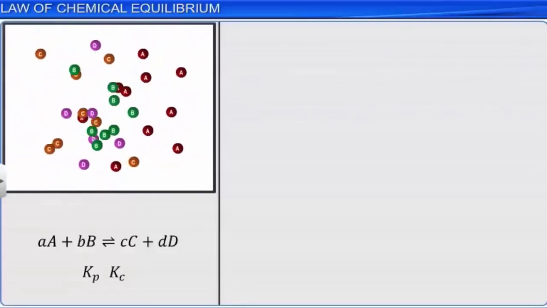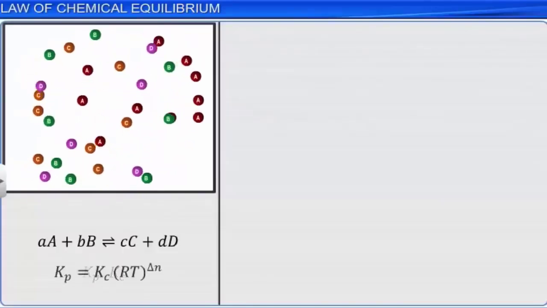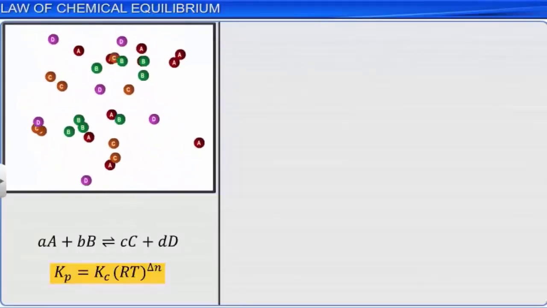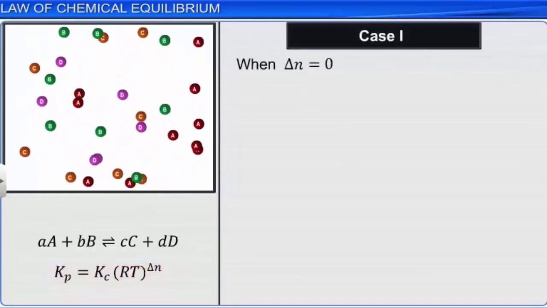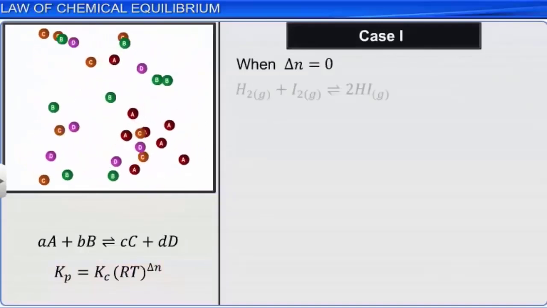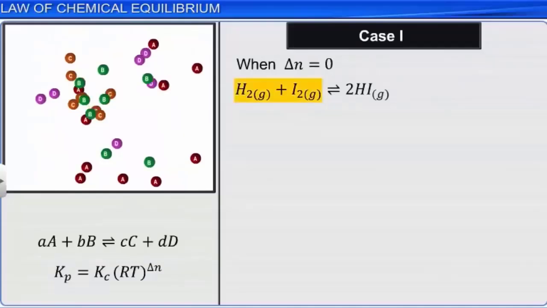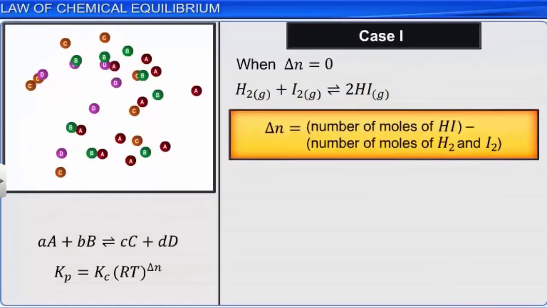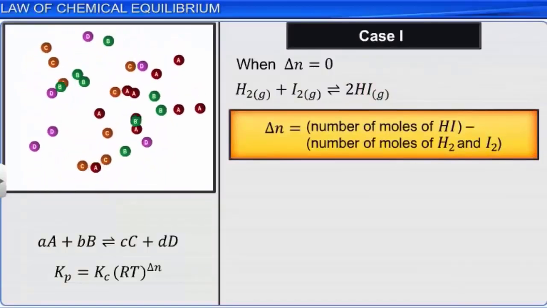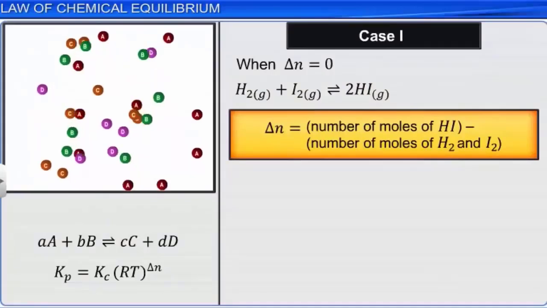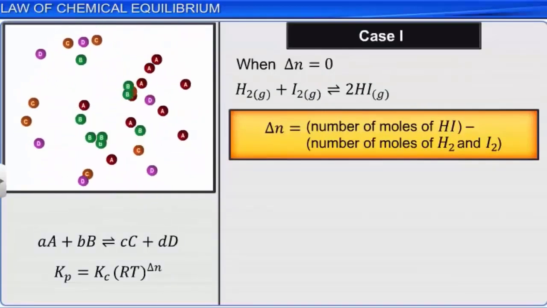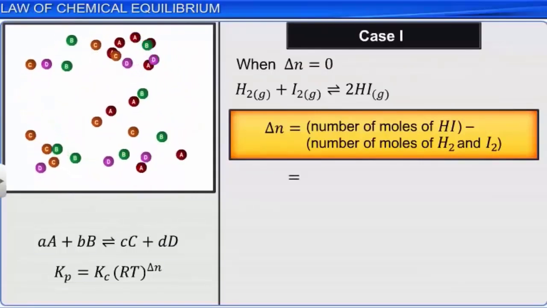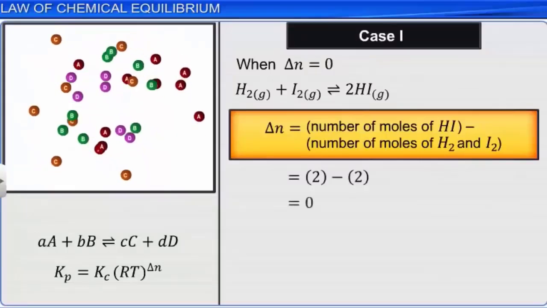Let us see how the relationship between Kp and Kc varies with the difference in the number of moles of products and reactants. Case 1: when delta n is equal to 0. Consider the reversible reaction of hydrogen and iodine that gives hydrogen iodide. For this reaction, the difference in the number of moles, delta n, is equal to the number of moles of hydrogen iodide minus the number of moles of hydrogen and iodine, which is equal to 2 minus 2, which is equal to 0.